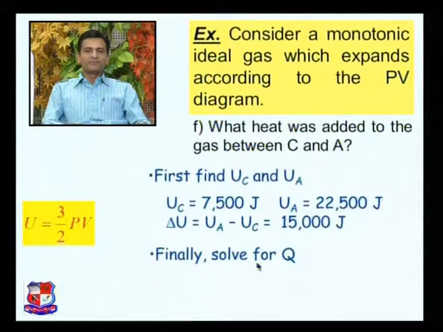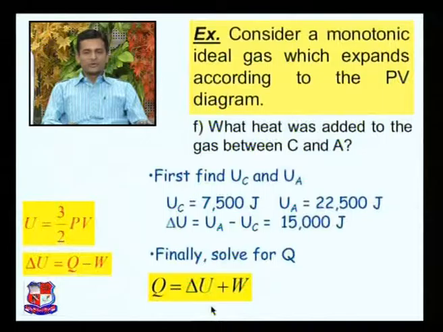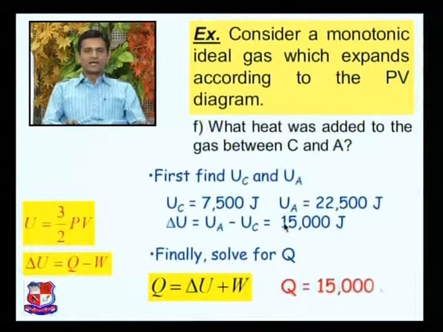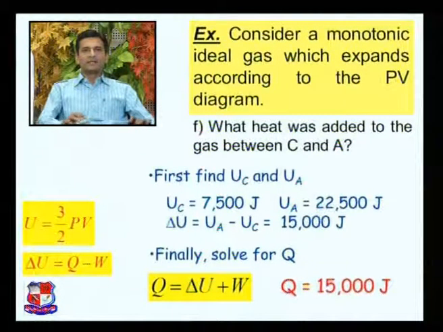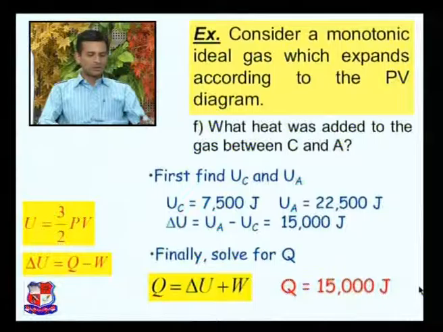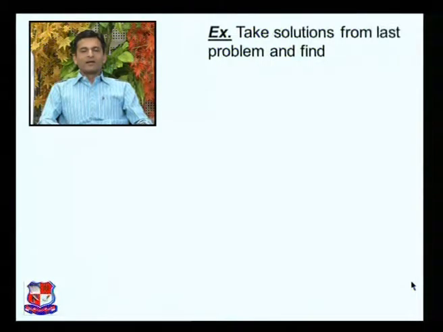So finally solve the equation for Q. Delta U is equal to Q minus W, and put the values. Q is equal to delta U plus W. Delta U is known to us, W is known to us, hence Q is equal to 15,000 joule. That is, the heat is positive, hence it is added to the system. And then take the solution.